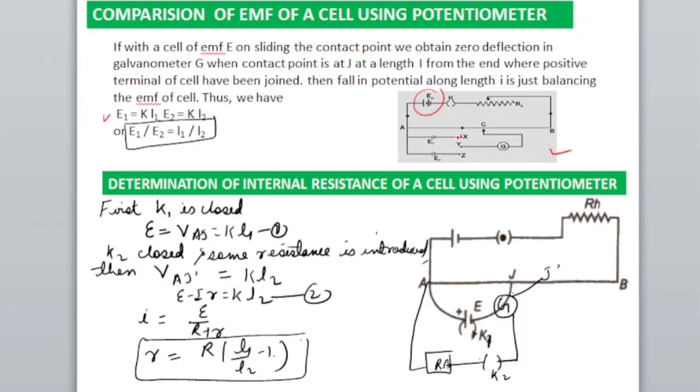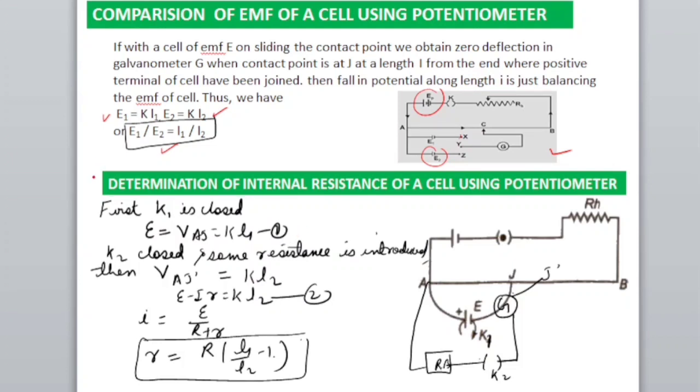Then you open this one and close the second key, in which E2 is in the closed circuit. In that case, find the point where the galvanometer shows no deflection. Suppose that is another point, and that gives the potential difference across the second cell. It means the second EMF of the cell, E2 equals KL2. Now divide these two, you get E1 by E2 equals L1 by L2. In this way, you can compare the EMF of two cells.